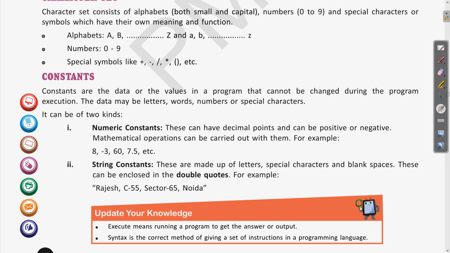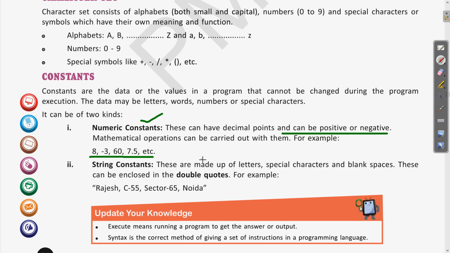The numeric constant means whatever numerical values we have. It can also have decimal points, positive and negative numbers, clear. So this can be part of a numeric constant, any numerical value. It can be negative, decimal, or positive. So this is the numeric constant.